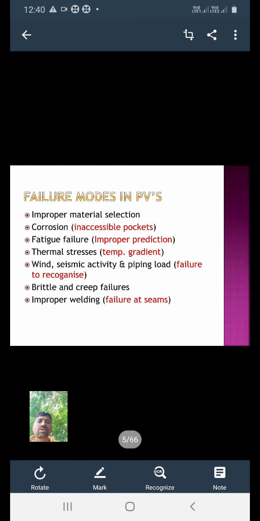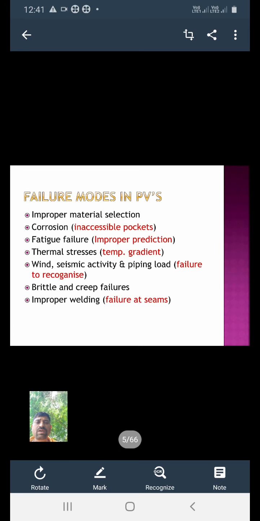Next, failure modes in pressure vessels. Why will a pressure vessel fail? Okay, there are some reasons behind that. We'll see them one by one. Improper material selection. Guys, you should select the proper material to make the pressure vessel. As per the given data, you should select the correct material for making the pressure vessel.